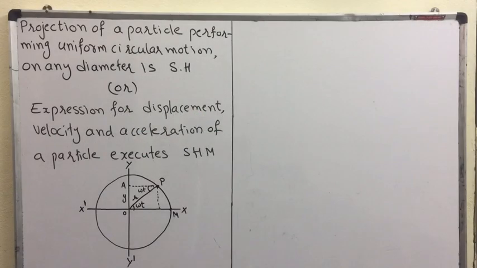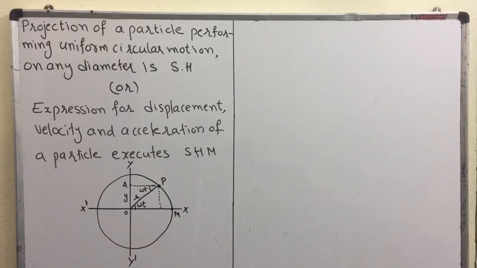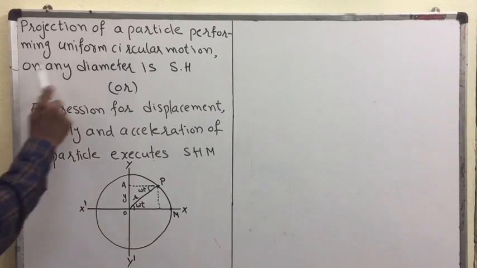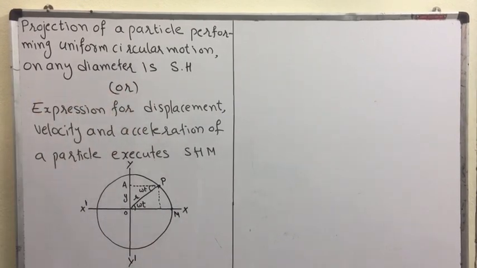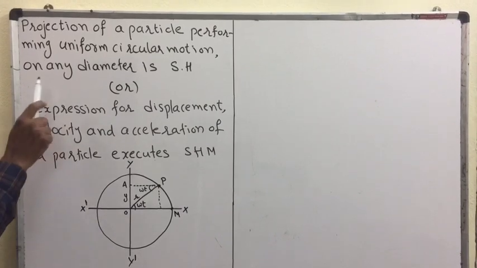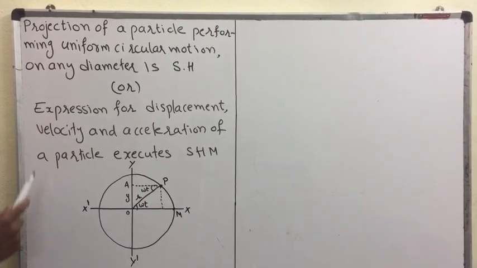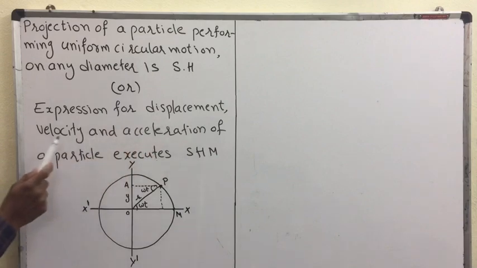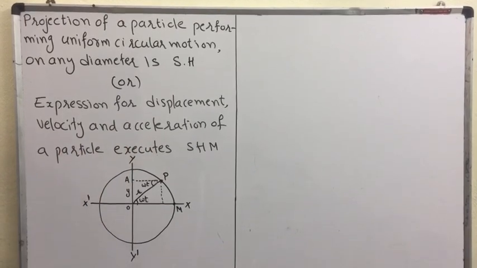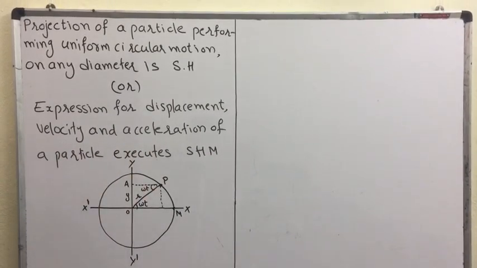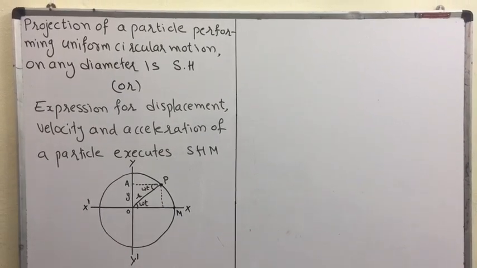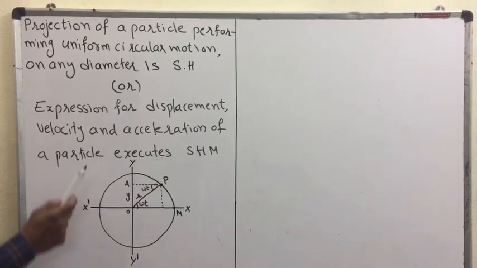Hi students, in this video you will be proving that the projection of a particle performing uniform circular motion on any diameter is simple harmonic. Or the same question can be asked in the exam as: derive expressions for displacement, velocity and acceleration of a particle executing simple harmonic motion. To solve or derive this, we have to draw this figure like this.